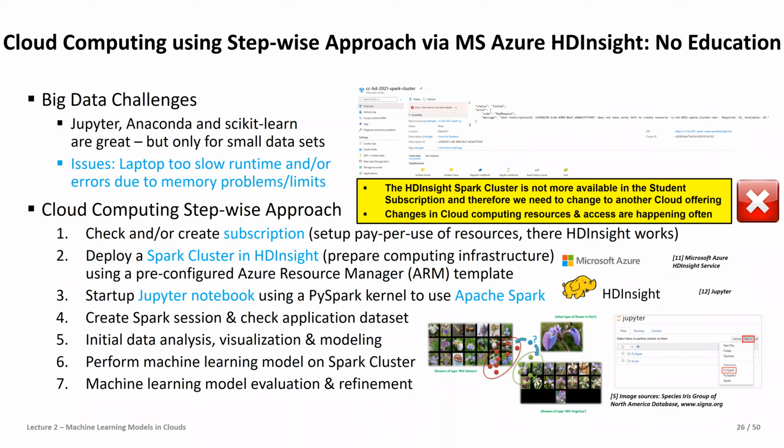They're available also in Amazon and so forth. So that's why we switched to Google, for example, because it's also existing there. You create a so-called Spark session, we will talk about in examples. And then basically, of course, the first thing you do as machine learner is you check your application data set.